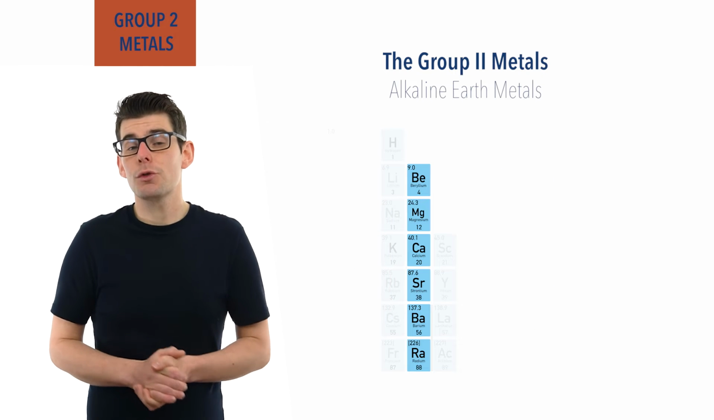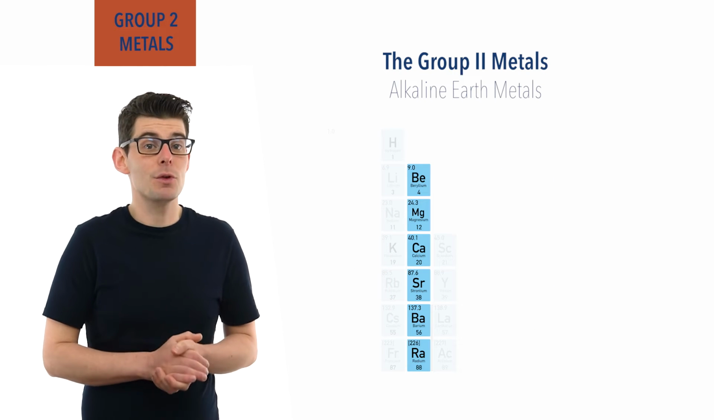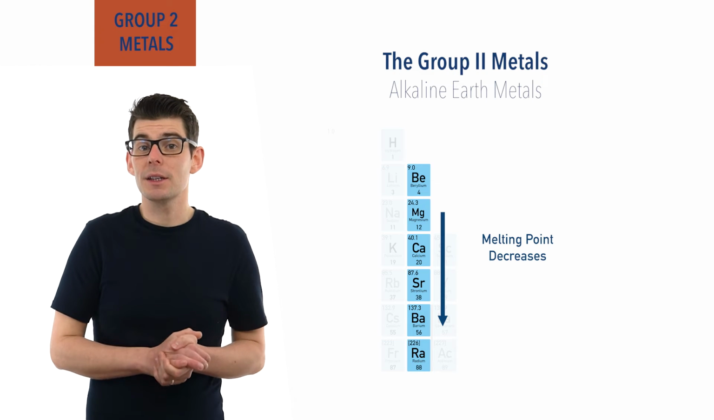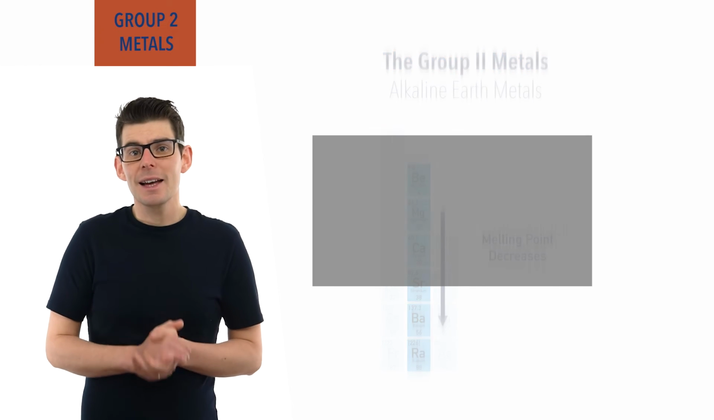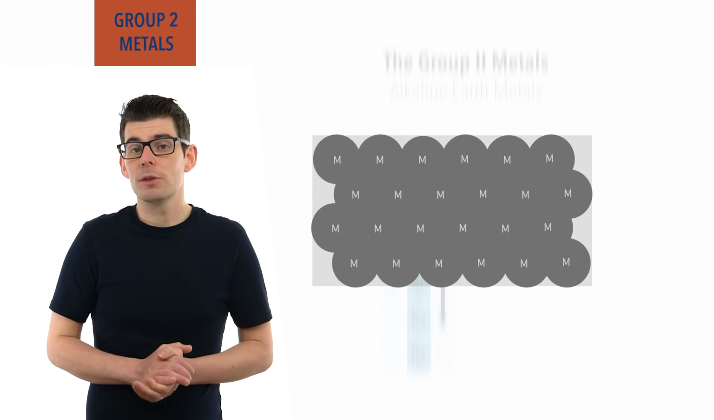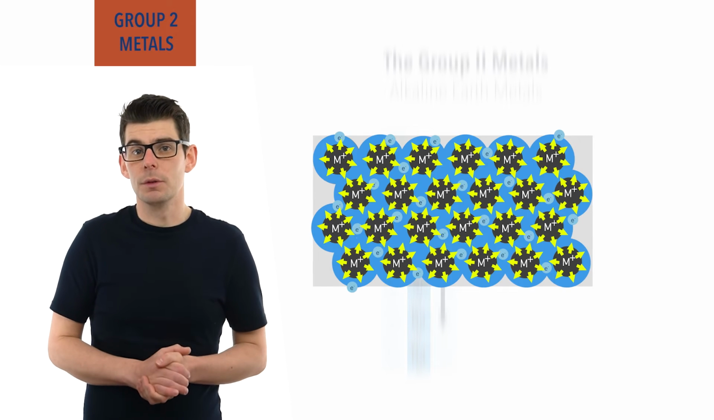Another important trend of the group 2 metals is that melting point decreases as you go down the group. To explain this trend, we need to remind ourselves that in metals, atoms are held together by metallic bonding, described as positively charged ions attracted to a sea of delocalized electrons.